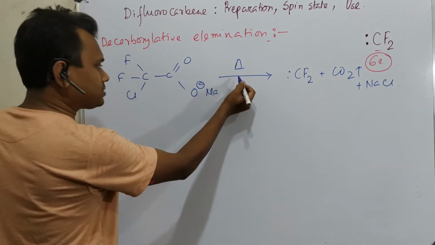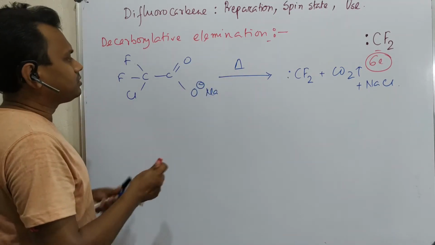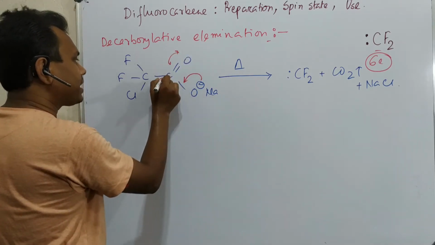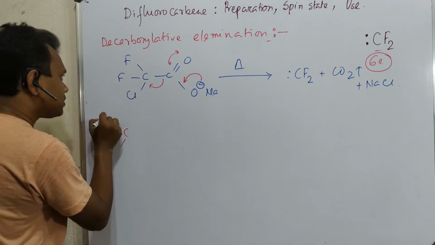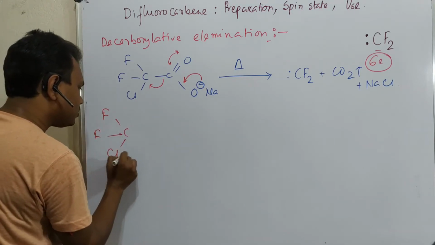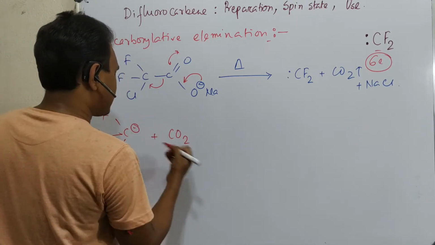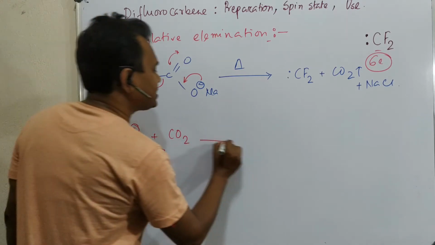First of all, in the presence of heat, what happens? Decarboxylation. This negative charge comes here, so it opens up, comes back, and it comes here. So what does it produce? This is the CF2Cl negative charge plus CO2, and sodium plus remains as a counter cation. Now the question: what is next?